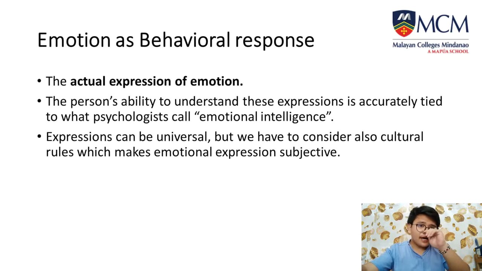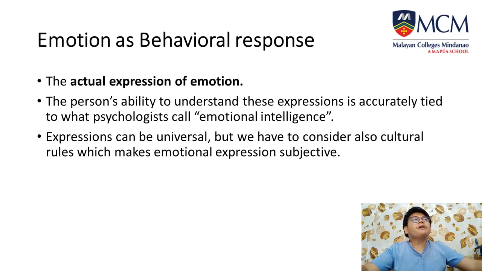So, at this point, it is about how the person sees, acts and reacts in a certain situation, because it is an expression of emotion. So it is emotion as a behavioral response, and that's where the expressions can be universal, but we also have to consider cultural rules which make emotional expression subjective, no? So in this cycle, there is emotion as a subjective experience, emotion as a physiological response, and also emotion as a behavioral response. So, they are interrelated with each other.